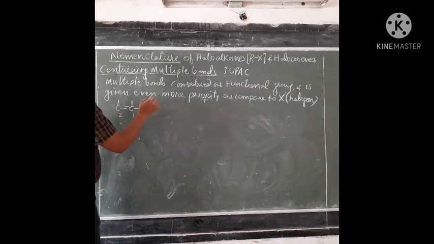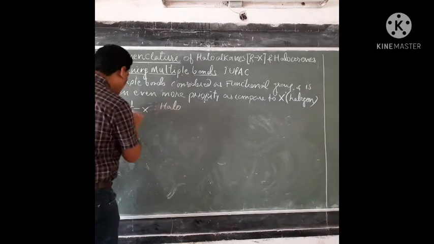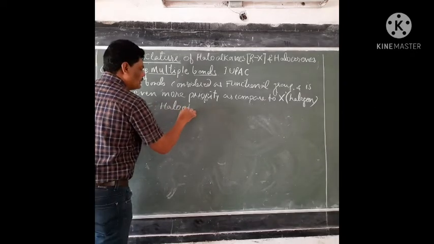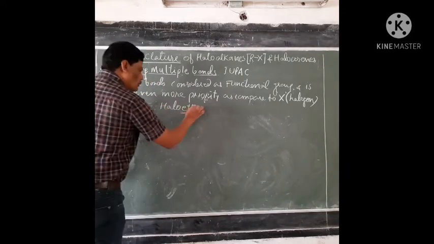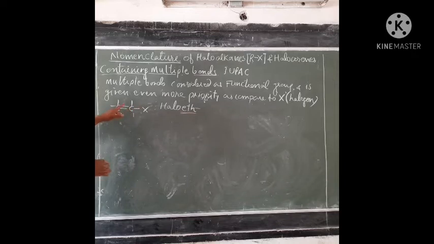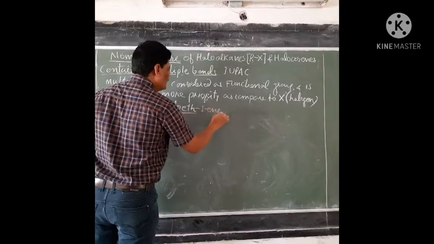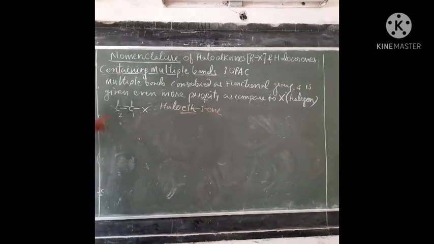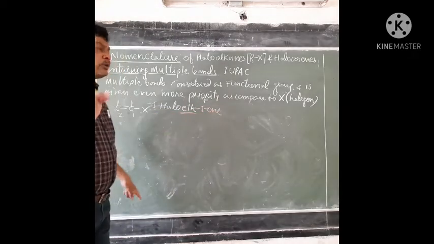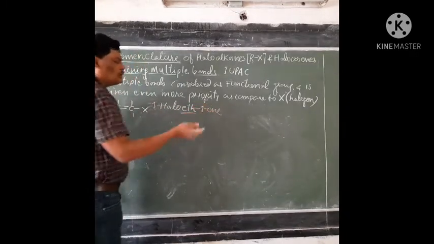So the name becomes halo. How many carbon atoms? Two carbon atoms, therefore the root is eth. Now, to which carbon atom is the double bond attached? It is attached with 1, and being a double bond, the name becomes ene. So the compound name becomes haloeth-1-ene, or you can also call it 1-haloeth-1-ene. Although there is no need to place the prefix 1, because there is no need to write 1.